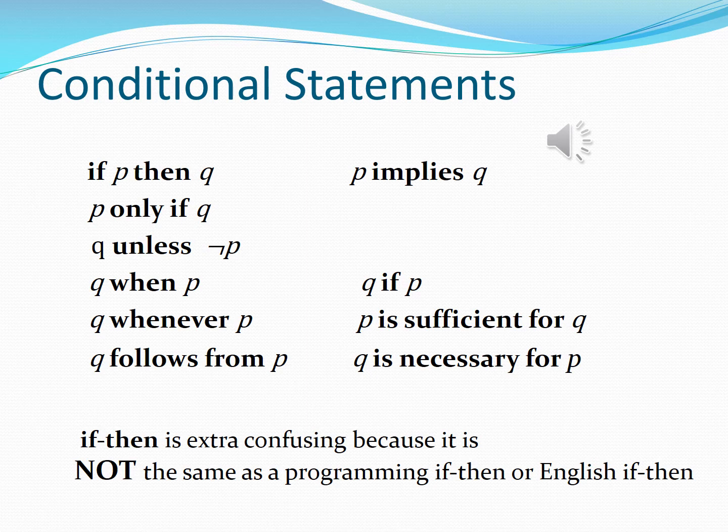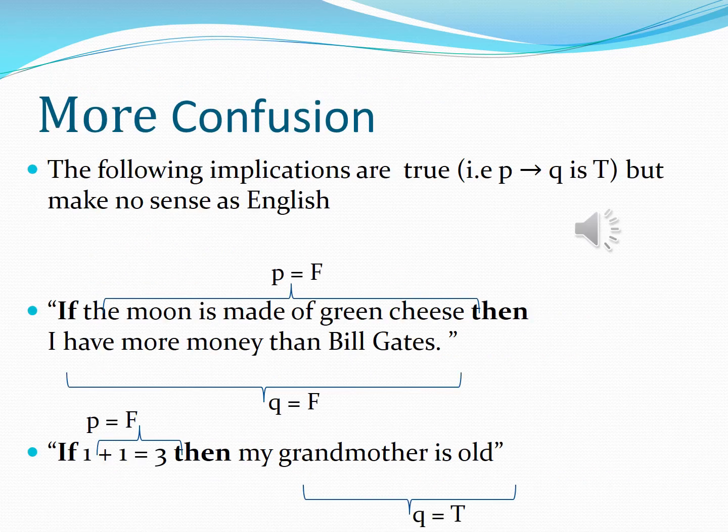If-then is extra confusing because it is not the same as programming if-then or English if-then. More confusion: in the following statements you will see a lot of confusion. For instance, the following implications are true. If P then Q is true, but it does not make any sense in English.